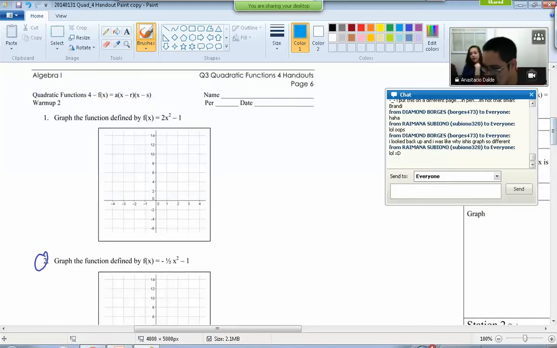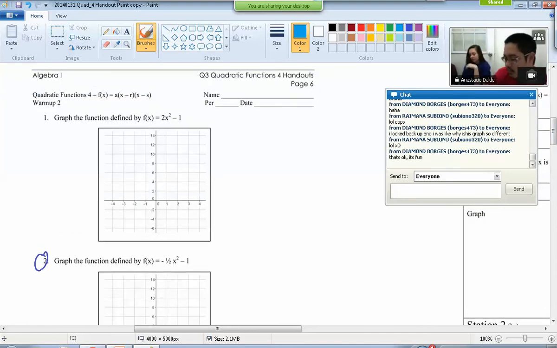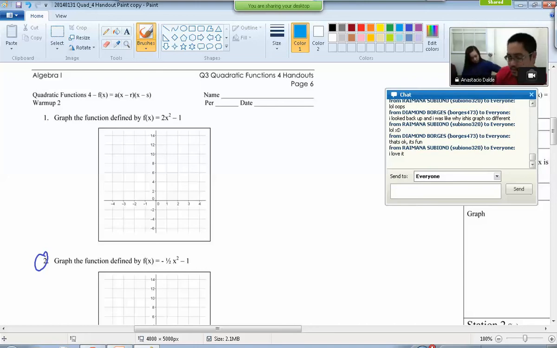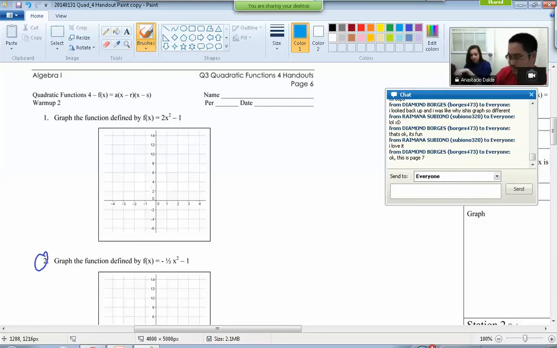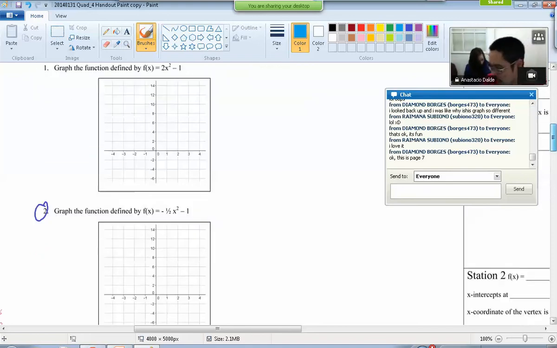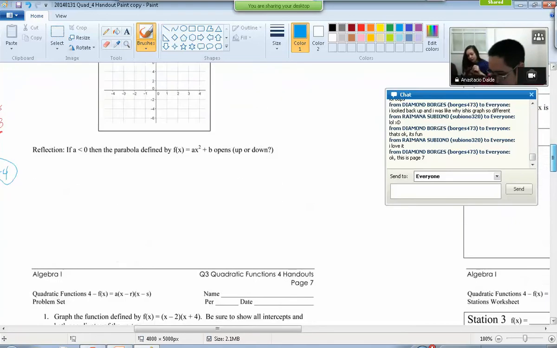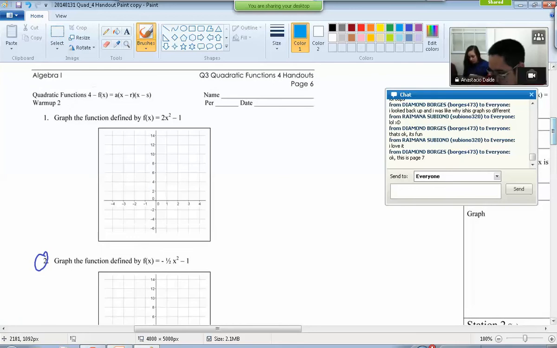Nine, 10. When you have to graph this, by the way, let's just do the warm up for this next part, and then I'll end class. Okay. The warm up. Graph this for me. How do I graph that? 2x squared minus 1. This is page 7. No, it doesn't have parentheses around anywhere. 2x squared minus 1 graphic.